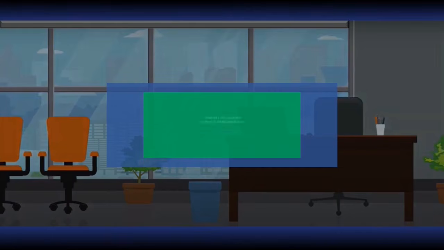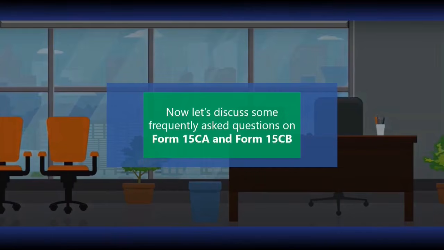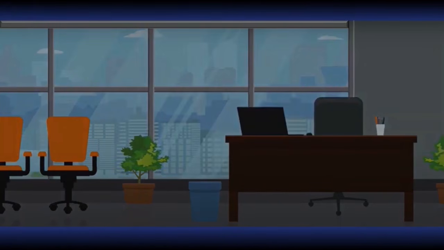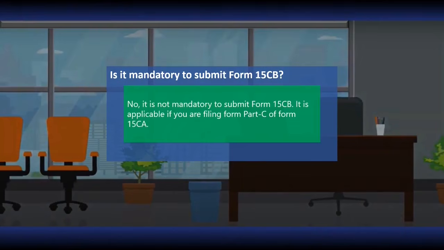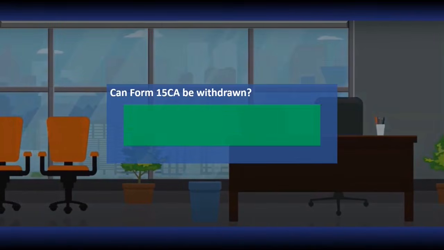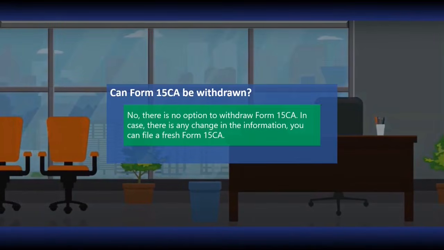Now let us discuss some of the frequently asked questions on Form 15CA and Form 15CB. Is it mandatory to submit Form 15CB? No, it is not mandatory to submit Form 15CB. Form 15CB is applicable only if you are filing Part C of Form 15CA. Can Form 15CA be withdrawn? No, there is no option to withdraw Form 15CA. In case there is any change in the information, you can file a fresh Form 15CA.